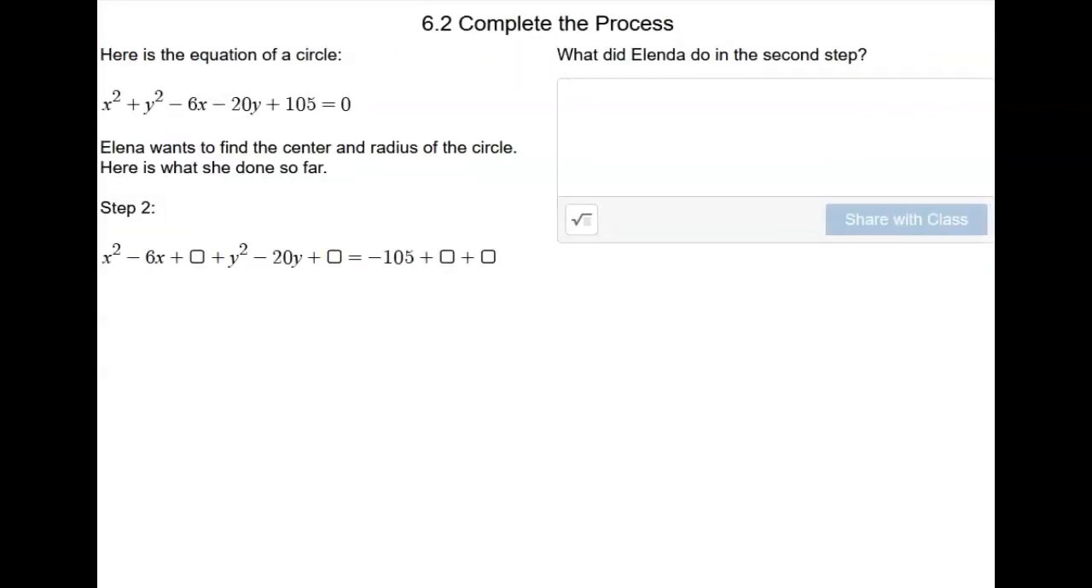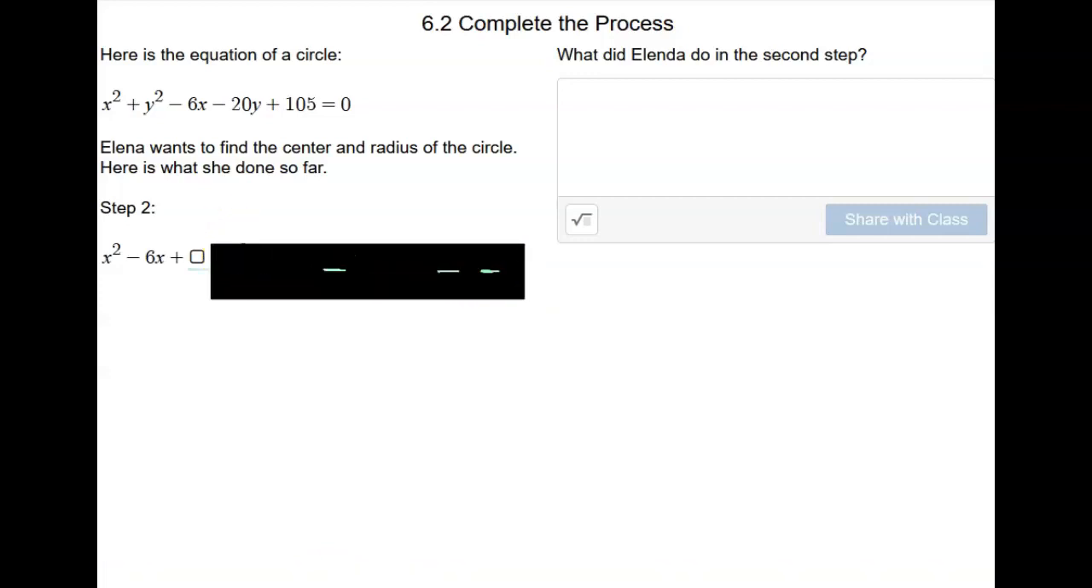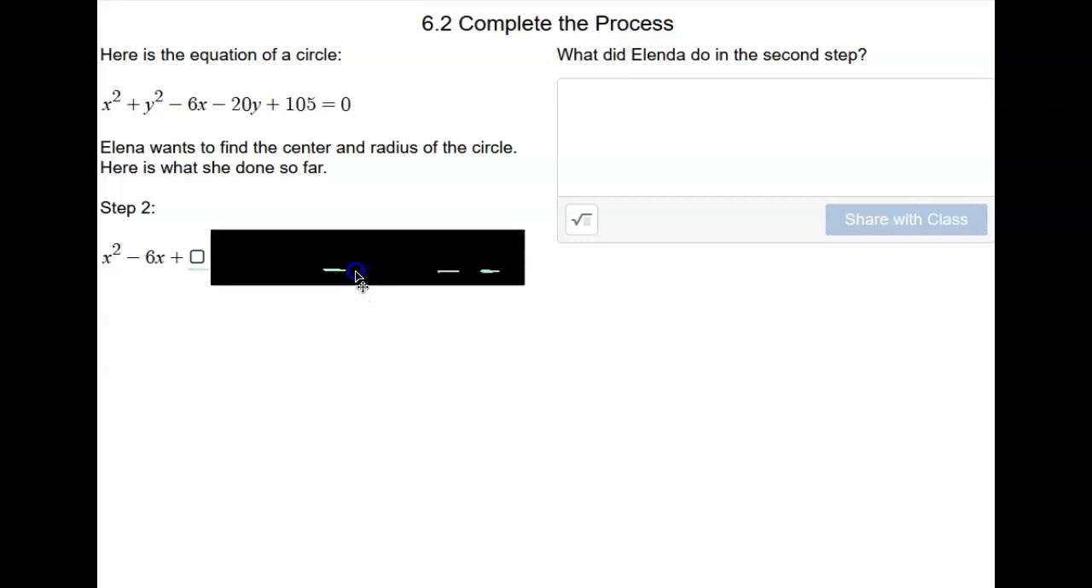The next thing that Elena did is she ended up with these boxes in her equation. She ended up with 4 of them. She's got 2 on this side and 2 on this side. So we're going to think about why that is. If you look at what we did earlier today, just this part right here, this is exactly what we did in the beginning of class. All we were doing was completing the square, making this a perfect square trinomial.